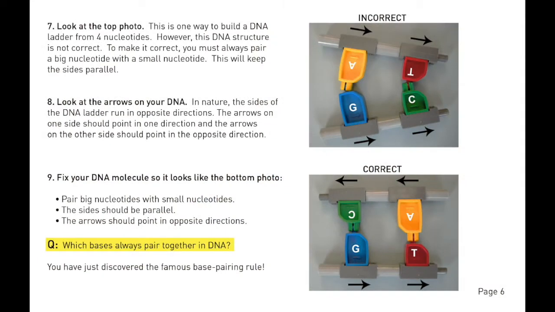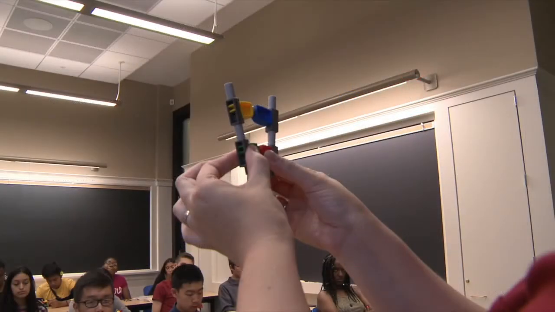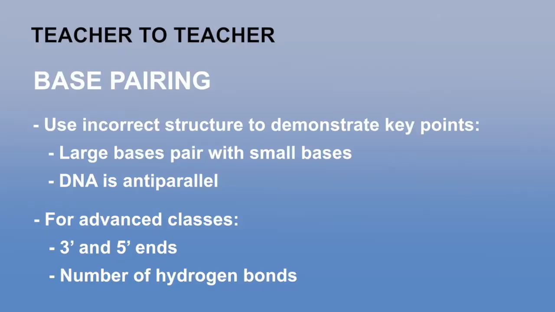The correct DNA ladder structure is shown on page 6, along with an incorrect structure. Use this incorrect DNA structure to demonstrate the key points in front of the class. Large bases pair with small bases, and DNA is anti-parallel. For a more advanced class, this activity is a good time to introduce the 3' and 5' ends of DNA and the number of hydrogen bonds for each base pair. Both can be found in DNA RNA Booklet 2.